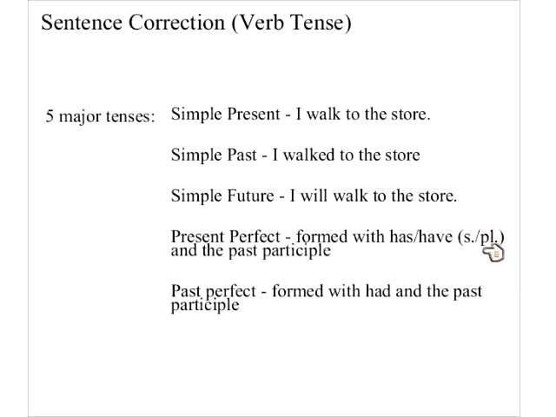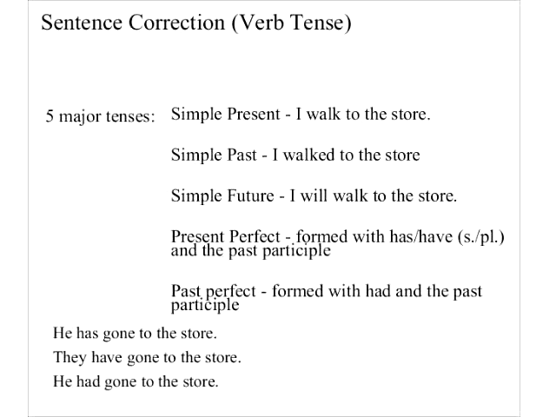Then we've got these two, the present perfect, formed with has, have, and the past participle, and the past perfect, formed with had and the past participle, right? So notice that the present perfect has two forms, a different one for singular and plural, whereas the past perfect does not. In other words, you would say, he has gone to the store, or they have gone to the store. But you would say he had gone to the store, and they had gone to the store.